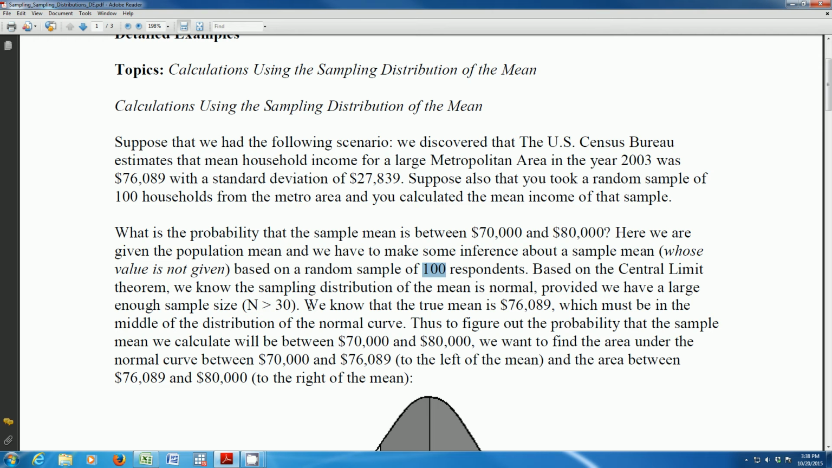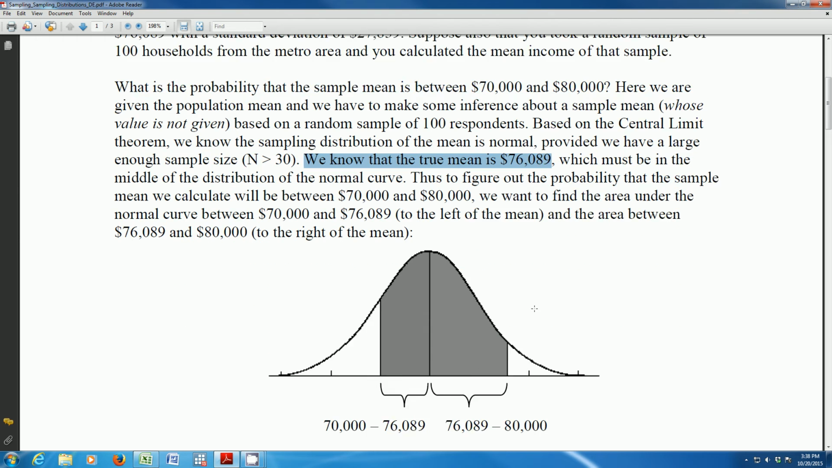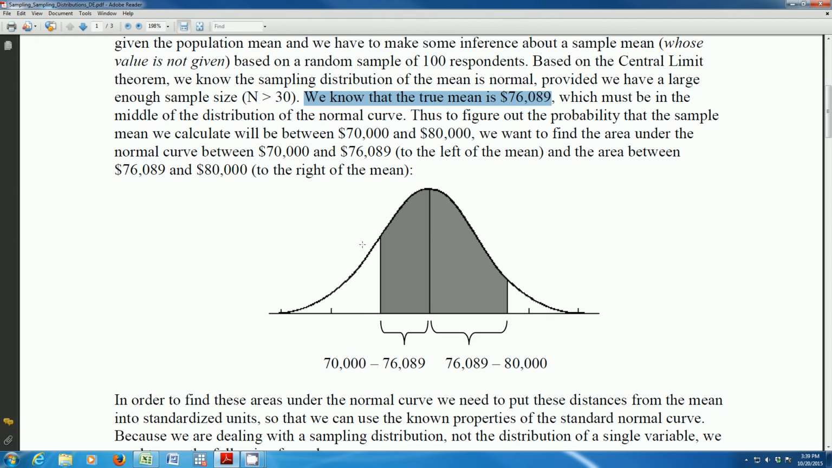We also know that the population mean is going to be 76,089, so that's going to be at the center of our distribution. If we graphed the distribution of all possible sample means of size 100 drawn from that same population, we know the middle value is 76,089. In this question, we're trying to figure out the probability that the sample mean, based on a sample of 100 households, is between 70,000 and 80,000. That's going to represent the area right in here.